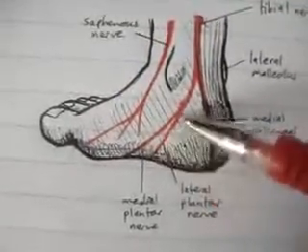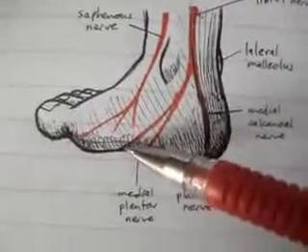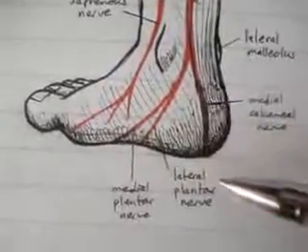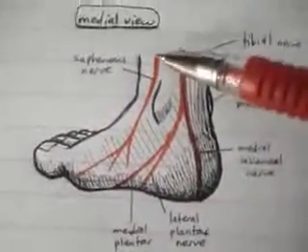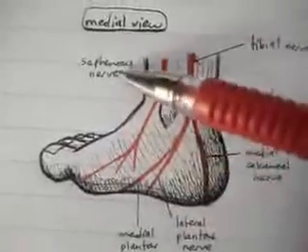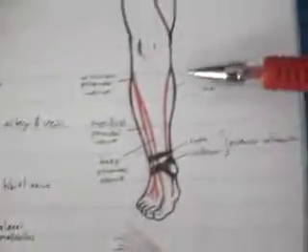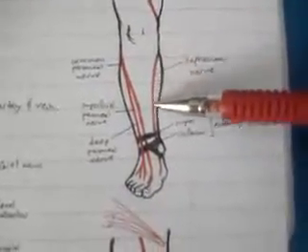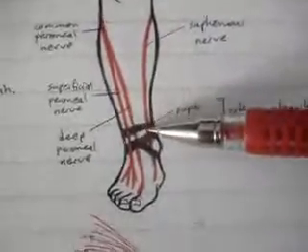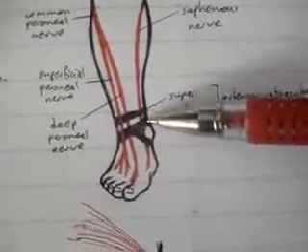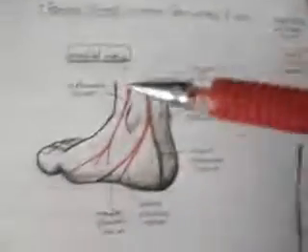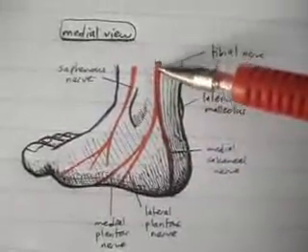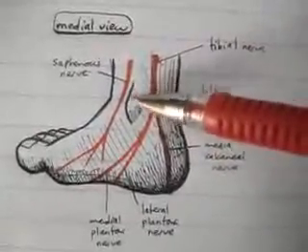And then it's also going to give off two more branches. The one more anterior is the medial plantar nerve, and the one more posterior is the lateral plantar nerve. And this nerve here is the saphenous nerve, which I've shown up here when I was talking about the femoral nerve becoming the saphenous nerve and running along the medial side of the leg and foot and traveling anterior to the medial malleolus. So the saphenous nerve travels anterior to the medial malleolus, the tibial nerve posterior to the medial malleolus.